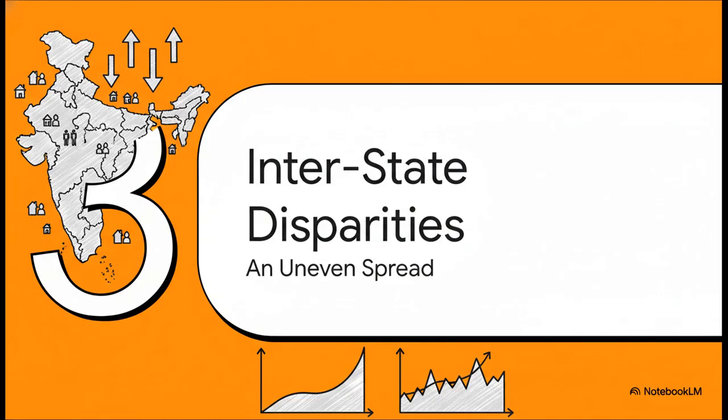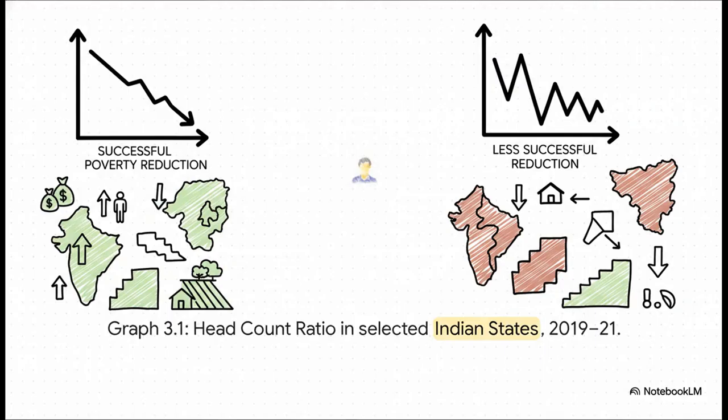The success in reducing poverty has actually been very different from one state to another. It's uneven. This graph illustrates that point perfectly. It shows you the head count ratio in different Indian states. And you can see right away, the bars are all at different heights. This tells us that some states have done a much better job at reducing poverty than others.